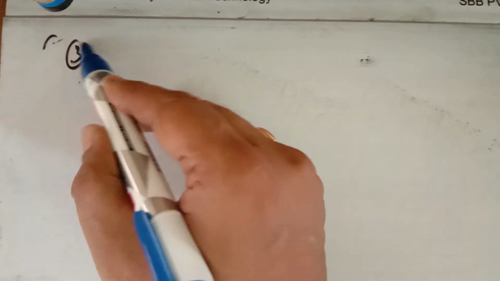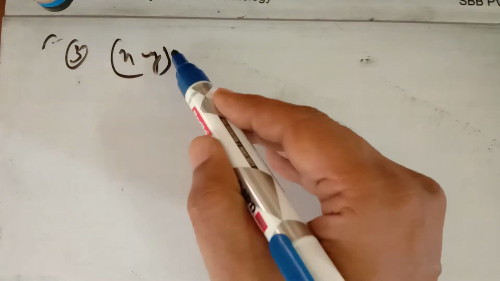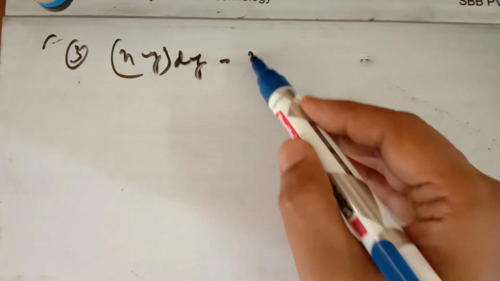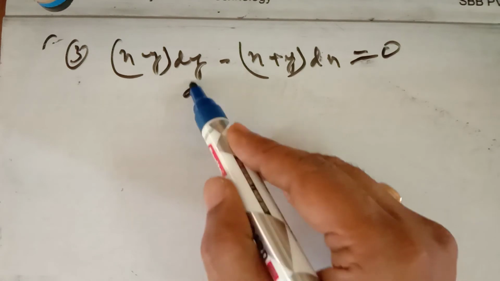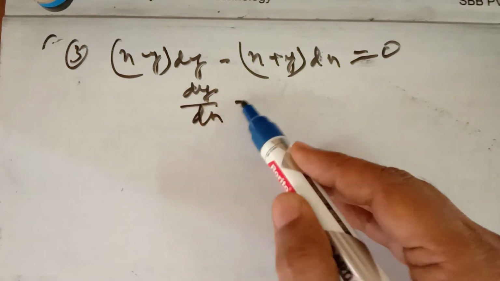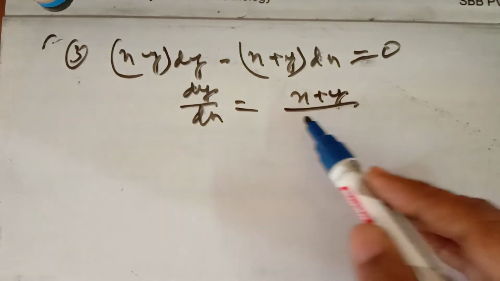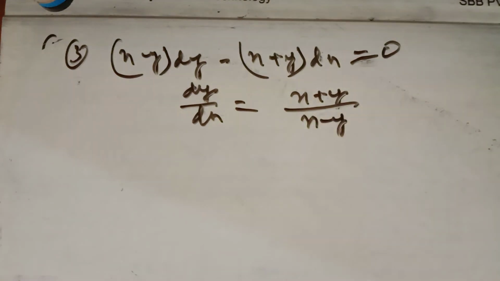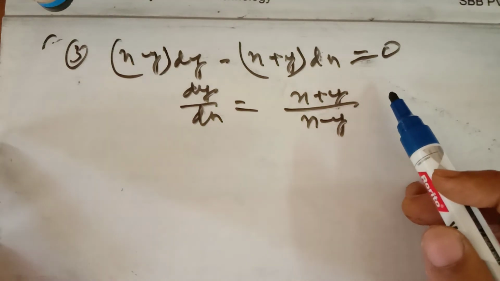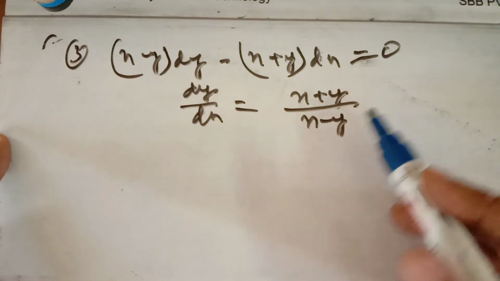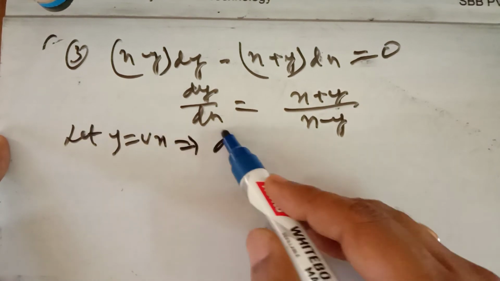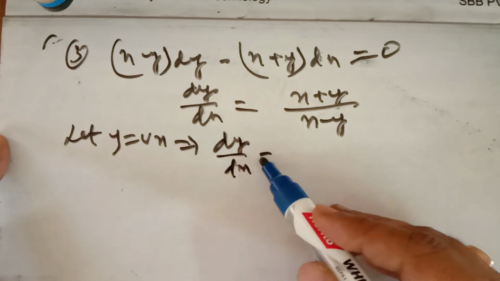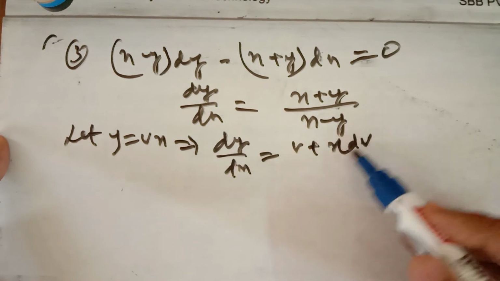Let us take another. We have (x minus y) dy minus (x plus y) dx is equal to 0. So dy upon dx is equal to (x plus y) upon (x minus y). Now you can easily prove that it is a homogeneous differential equation by putting x is equal to lambda x and y is equal to lambda y. Now you have to let y is equal to vx, and dy dx is always v plus x dv upon dx.